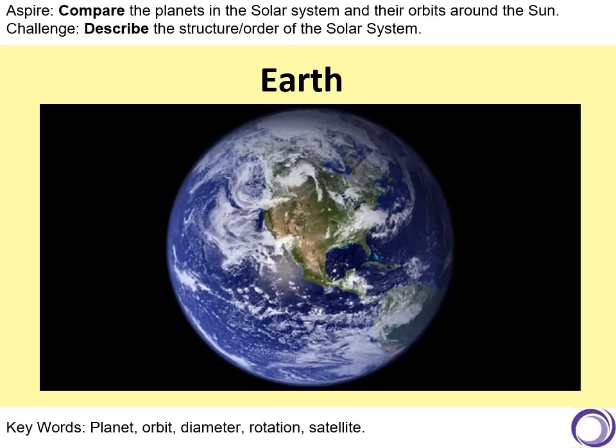And obviously the reason why Earth is special is because it has oxygen and water. And as far as we know, it is the only habitable planet in our solar system.